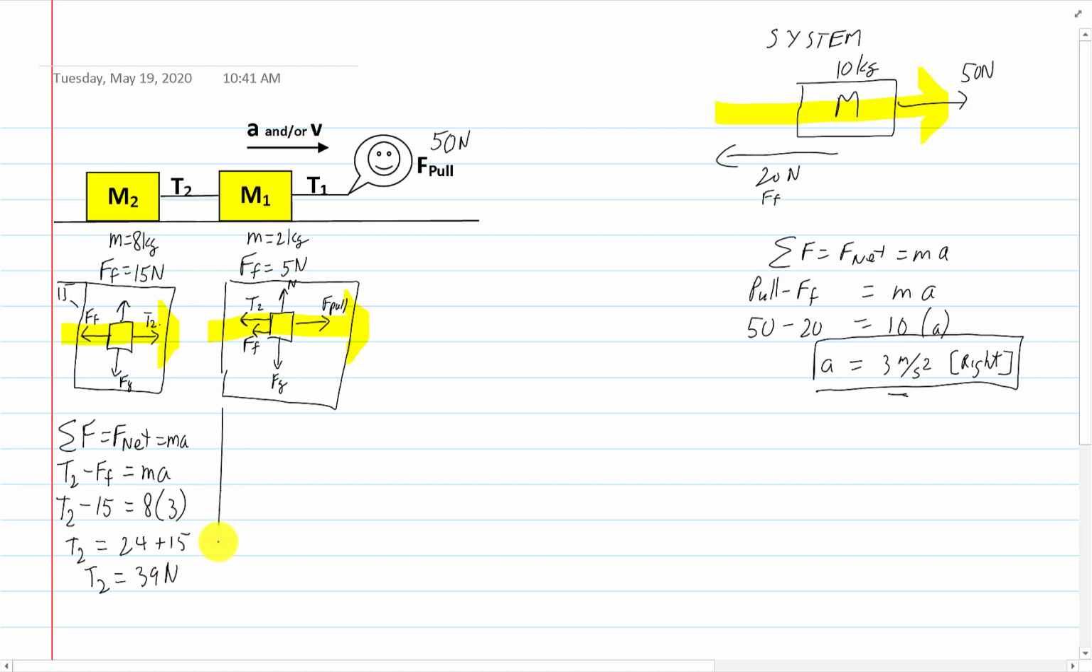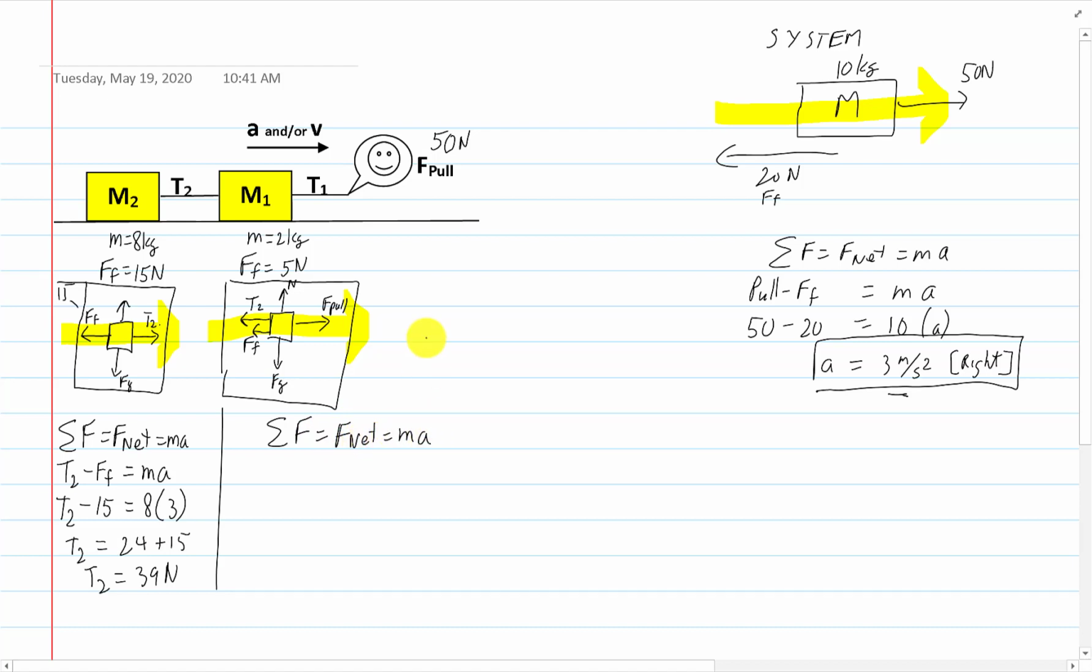Now, if we look at this guy, we know everything. In fact, we know all the unknowns now. We know the acceleration and the tension force here. But we can also take a look at this and check it all out. We can use this as a check because we have all these forces. So we got the sum of the forces is equal to F net is equal to MA.